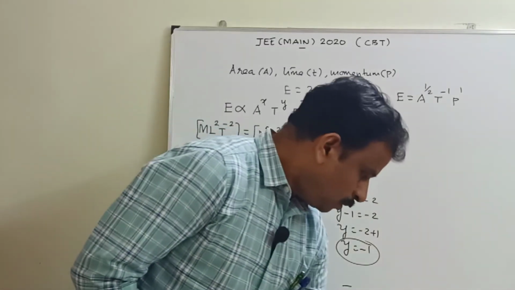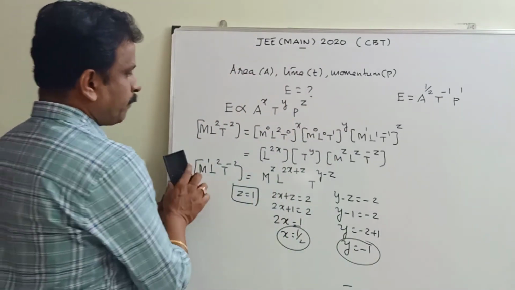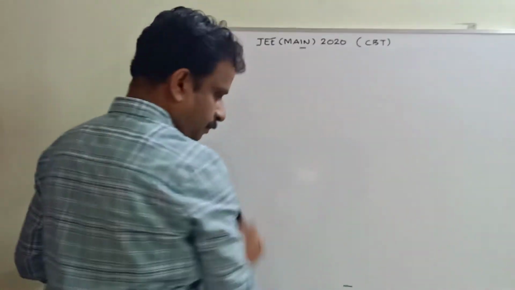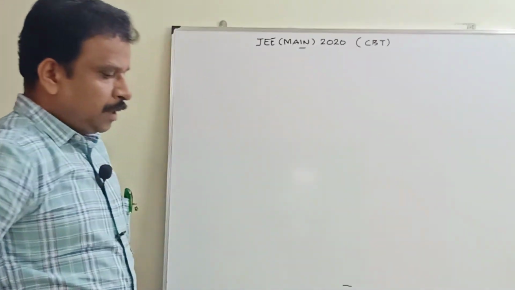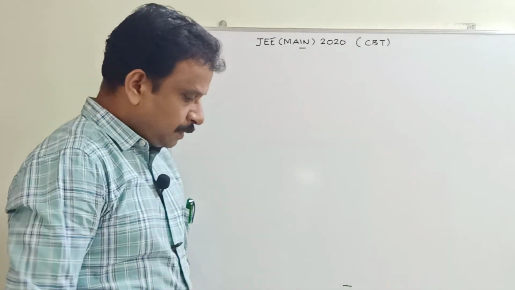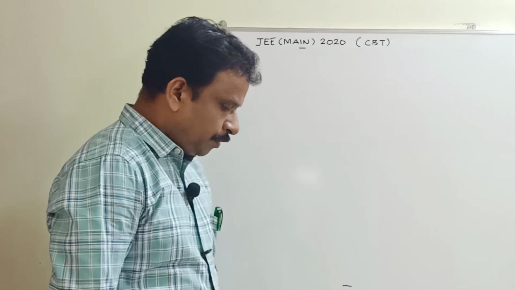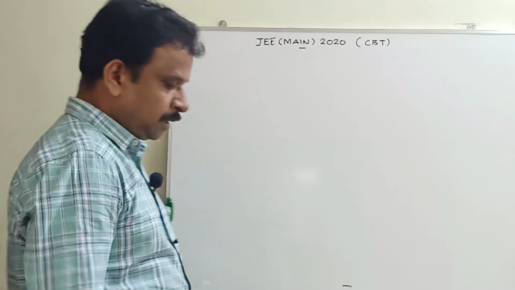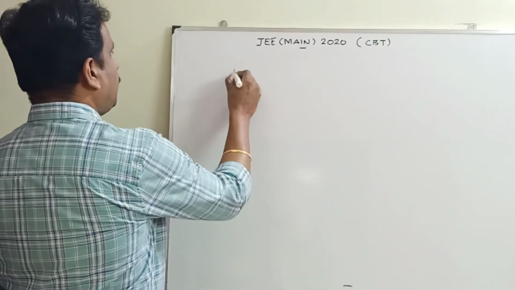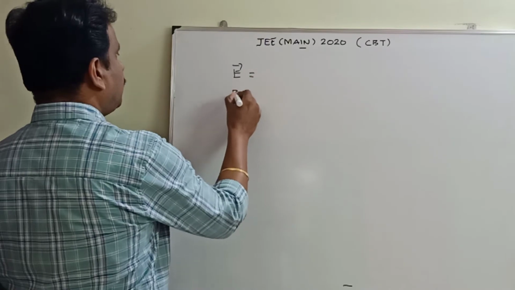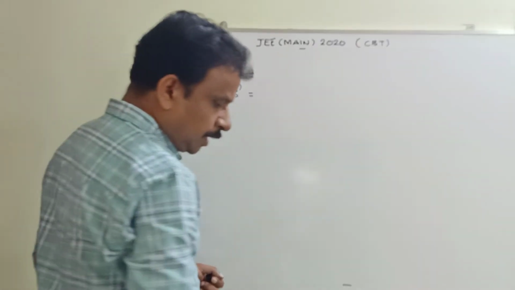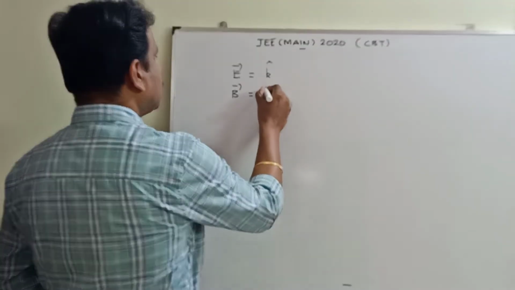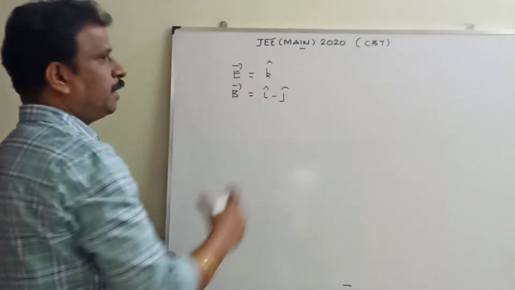And now we are going to see the fourth problem. It is coming from electromagnetic waves. The electric field and magnetic field of an electromagnetic wave oscillate along directions having unit vectors. The electric field unit vector is k cap, and the magnetic field unit vector is i minus j cap. Am I right? So both vectors are given.